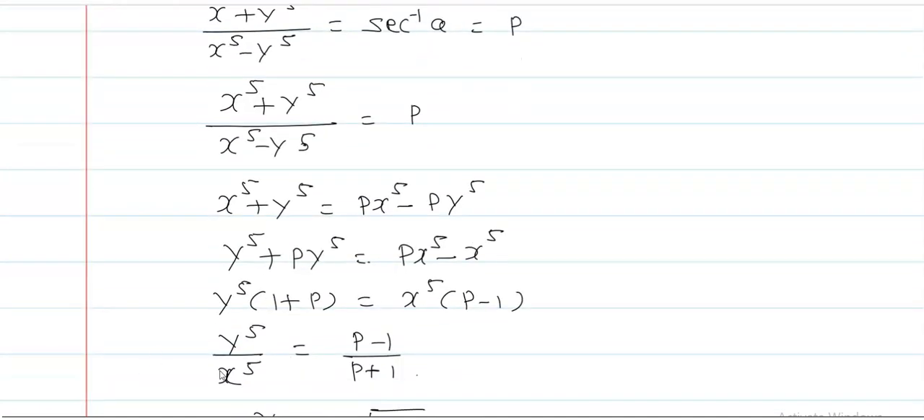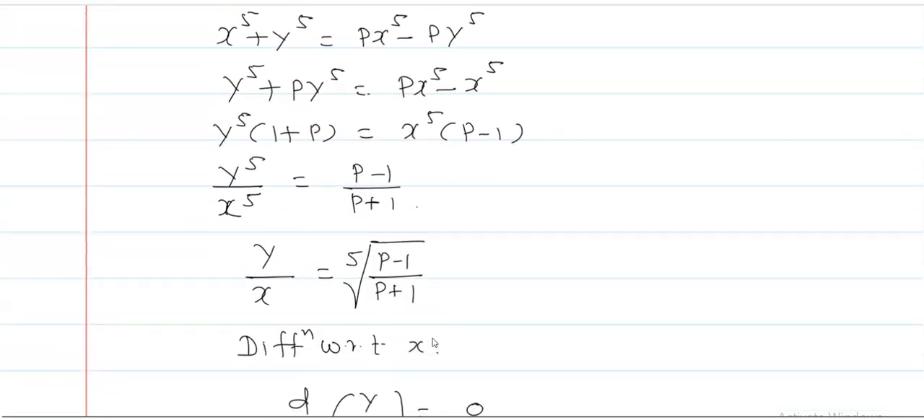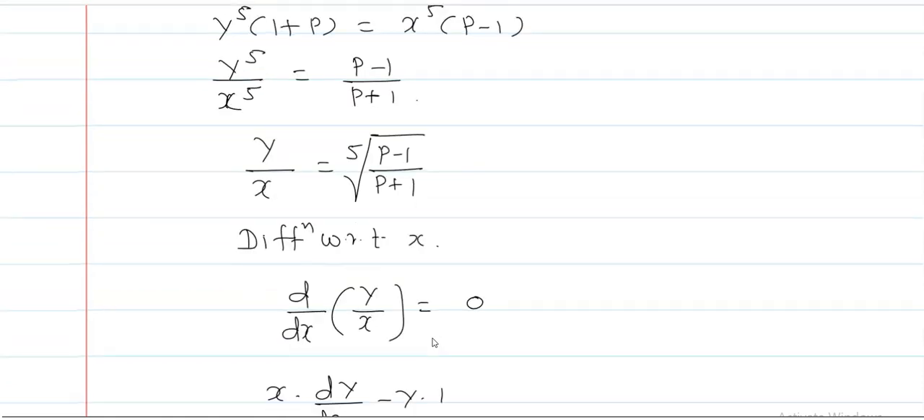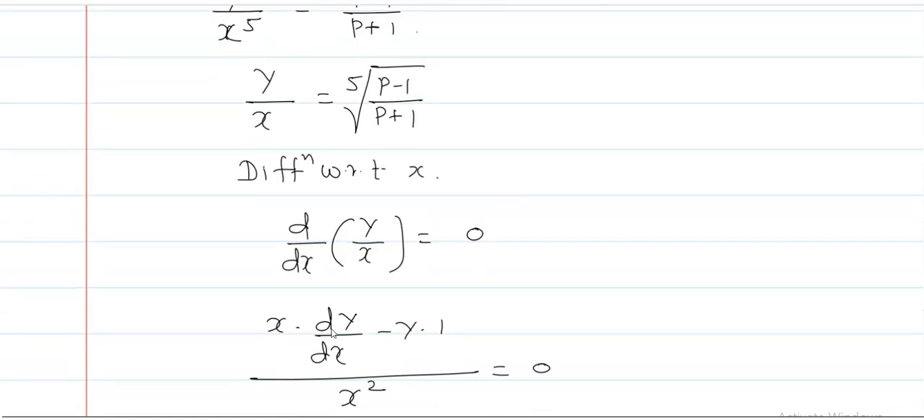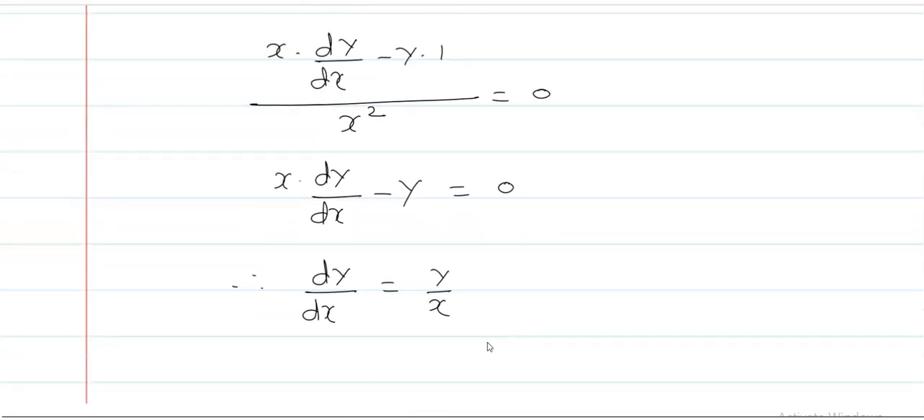y raised to 5 upon x raised to 5 is equal to p minus 1 upon p plus 1. Take the fifth root. Differentiate. Apply the quotient rule, that is x into dy by dx minus y into 1 upon x square is equal to 0, and that's why dy by dx is equal to y upon x.